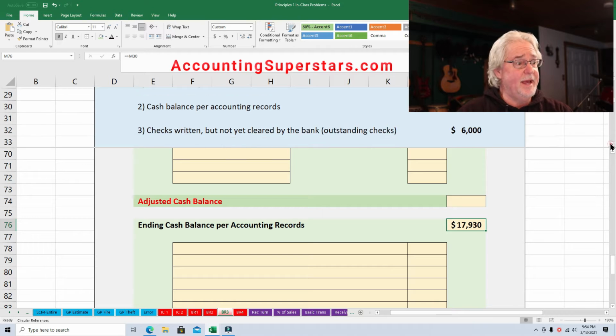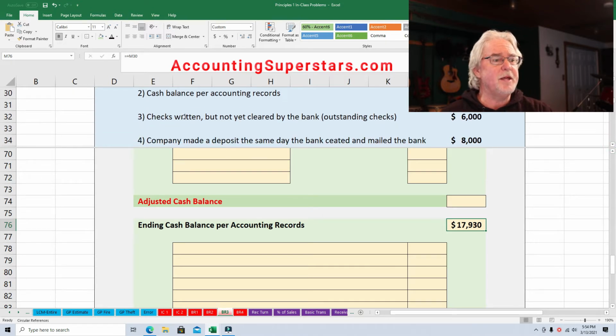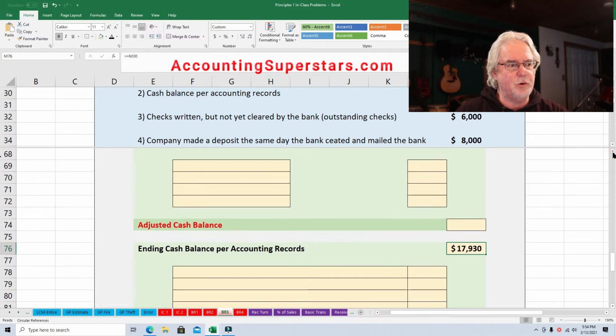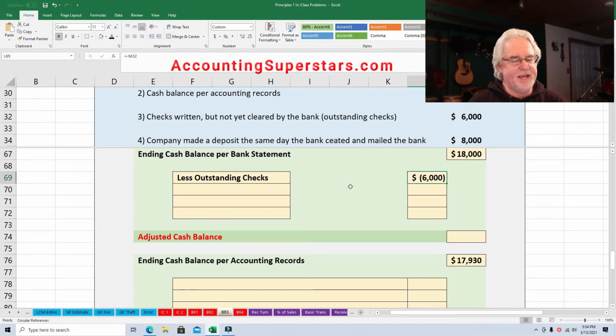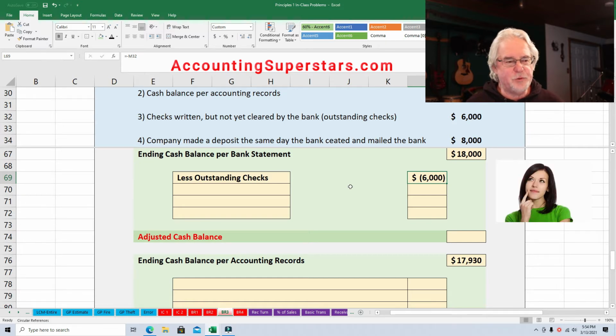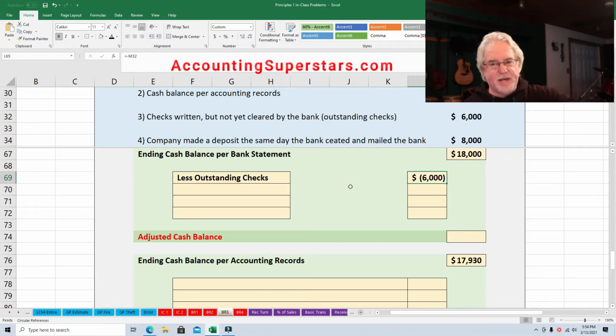$17,930. And checks written but not yet cleared by the bank. These are outstanding checks. Now, these would be items that the bank doesn't know about. So we'll put that in the top here, less outstanding checks. A lot of students say, hey, I can't remember, do we add, subtract? This always gets me mixed up. It's really easy, folks. Whenever you write out checks or spend money, what happens to your money? It goes down, right? So you've got to subtract. It's kind of common sense.